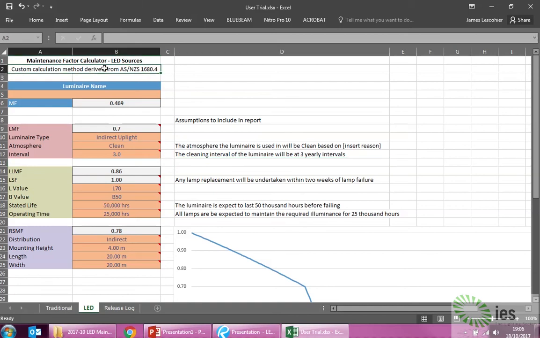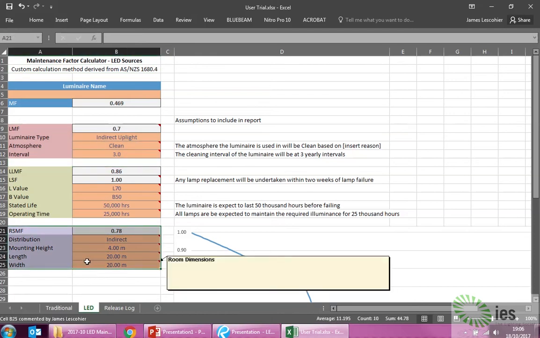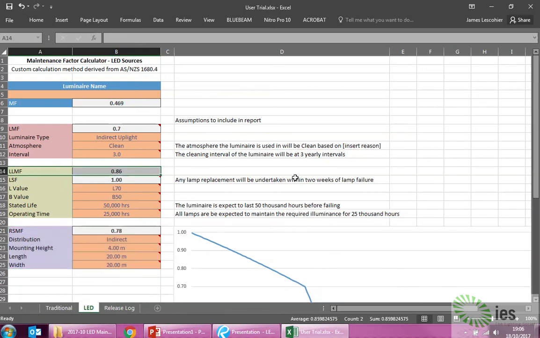This is a custom calculation method derived from 680.4. This red component and this purple component are directly from the standard. I'm not trying to change how the standard works. It would be inappropriate for me to do so. The only bit that I've really invented is that number there. So have a look at the tables in the 1976 Australian standard, if I've got it, we can find out.